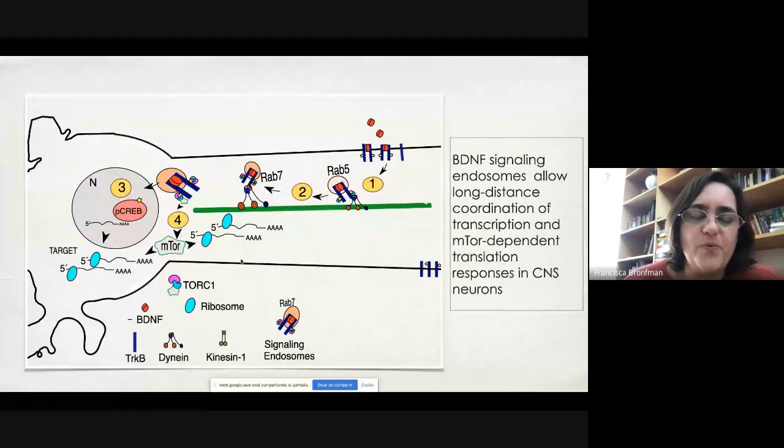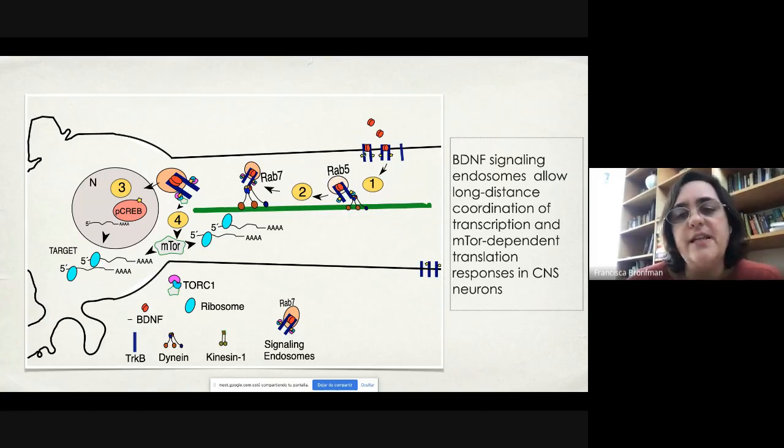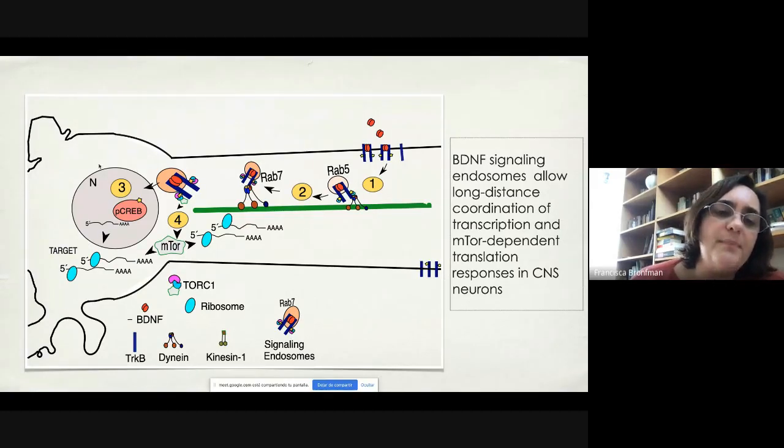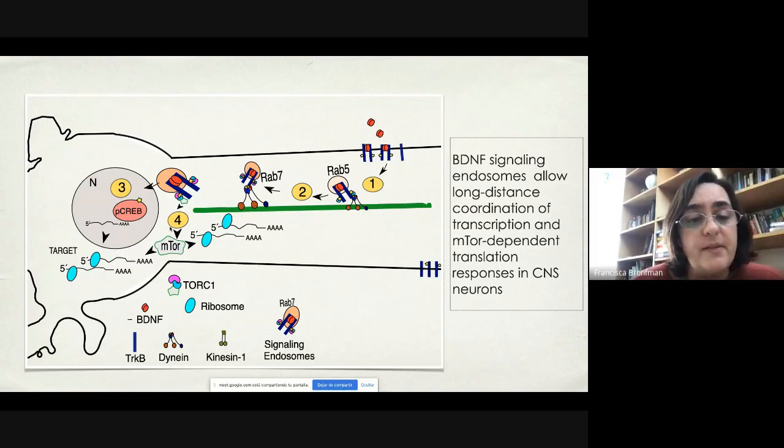So here, as we know, we like models to try to see this in a more simplified manner. So we think that when BDNF is activating TrkB in axons, the receptor gets internalized, and then the endocytic pathway transports this signaling complex up to the cell body. And the TrkB active here in the cell body will turn on CREB and mTOR, and there will be a specific mechanism, which we don't know, that is able to coordinate both processes, such that CREB will increase the transcription of the transcripts that are actually being targeted by the mTOR.